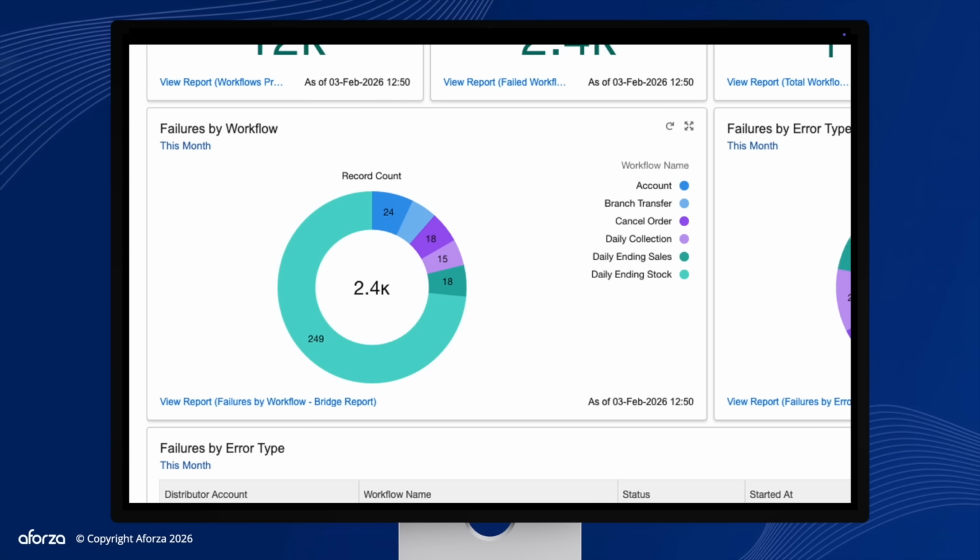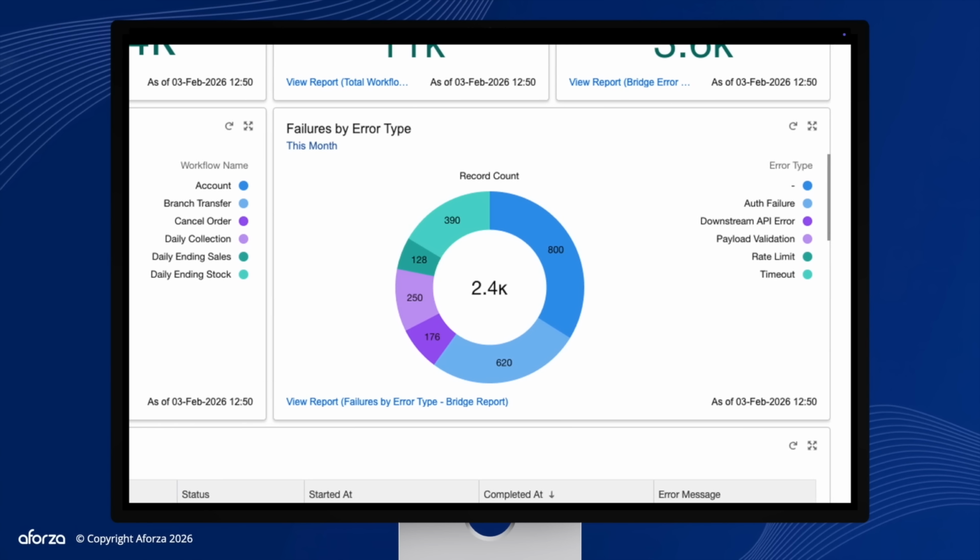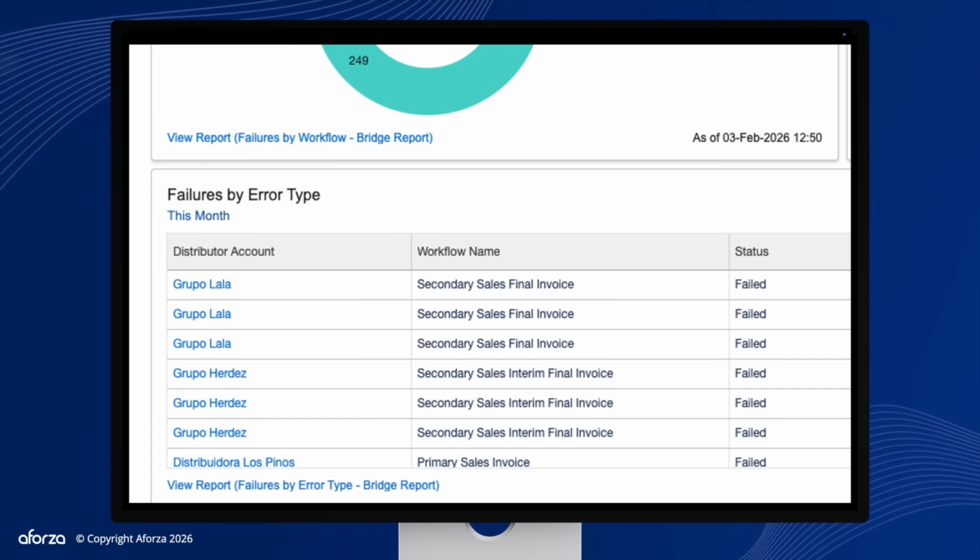Of course, we can see the different types of workflow and of course the different types of failure. So if it's a branch transfer, a cancel order, if it's a daily end of stock check, and of course the failure types, is it an API error downstream, a timeout, whatever it may be, you've got access to all of this information at your fingertips with Aforza Bridge.